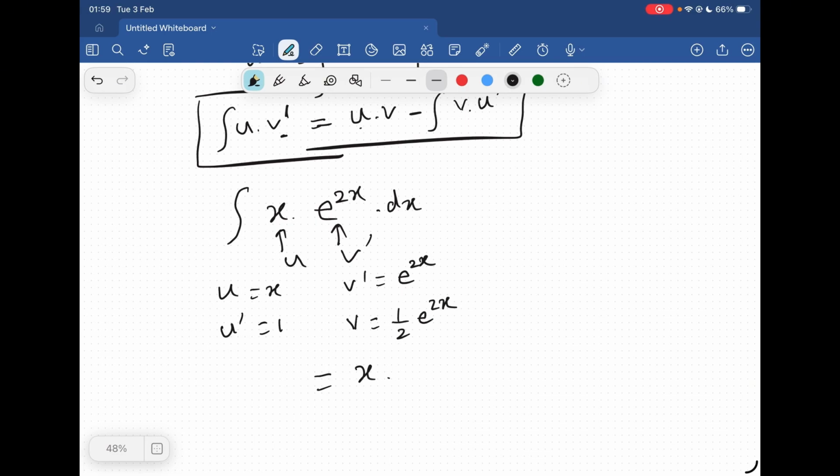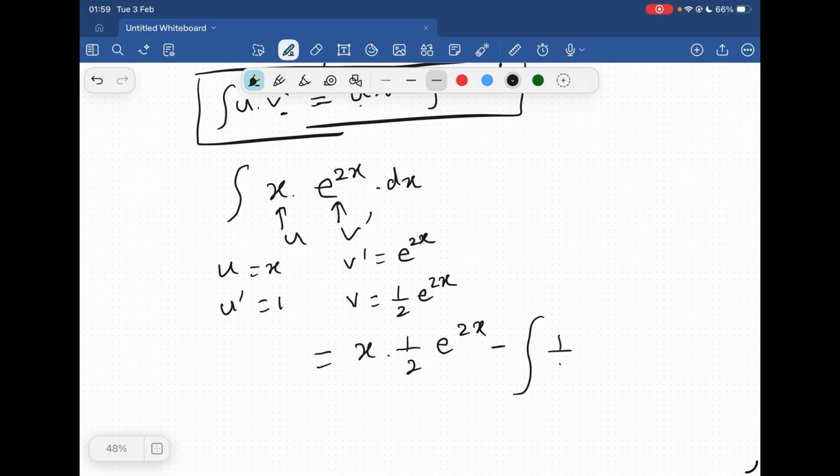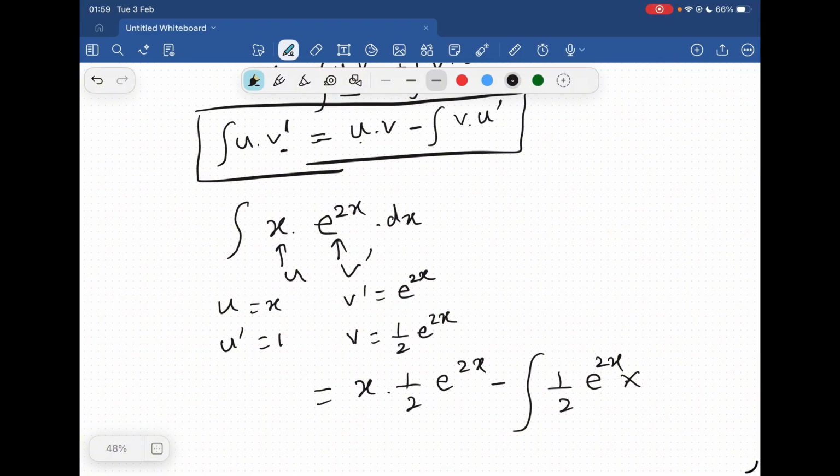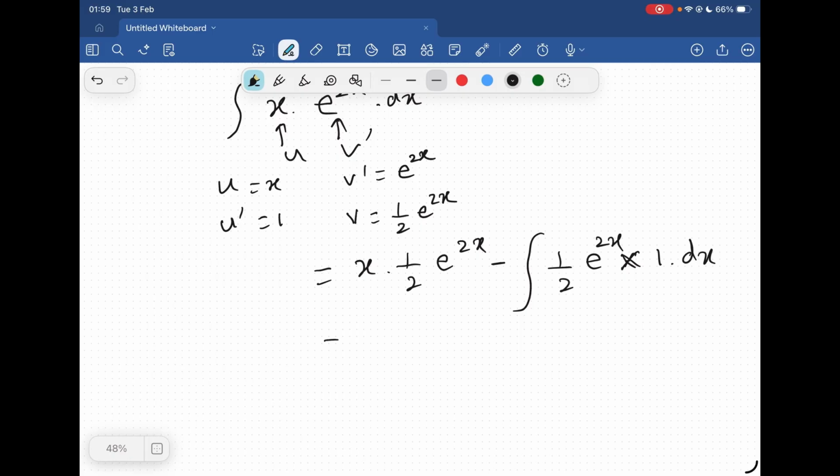and what's your v? V is half e to the power 2x. Minus, what's your v? Your v is half e to the power 2x, into, what's your u prime? Your u prime is simply 1. Now the simple idea, you can write it as half x e to the power 2x.